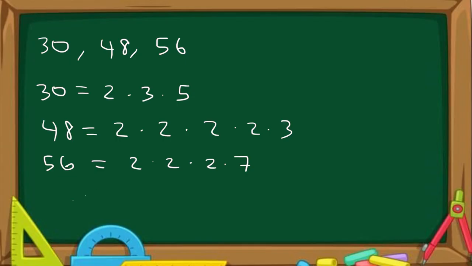Now let's find out what's common to everything. All three numbers contain at least one 2. Not all of them contain a 3, 56 doesn't have a 3 involved, and not all of them contain a 5 or a 7. So once again, the GCF is simply 2.